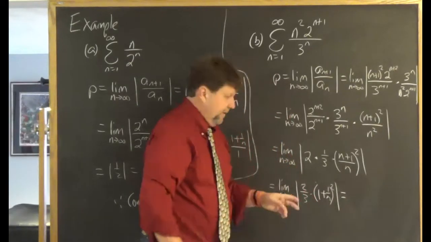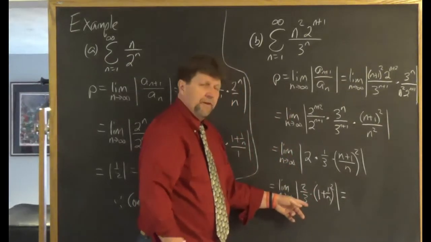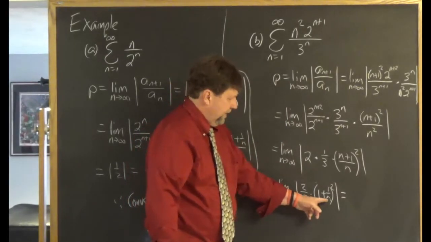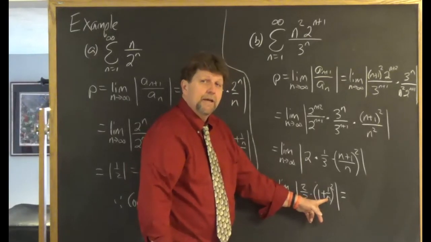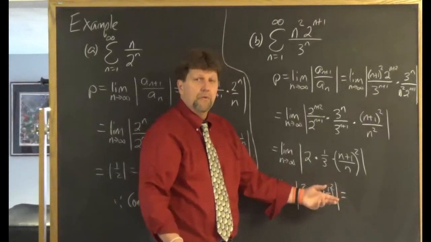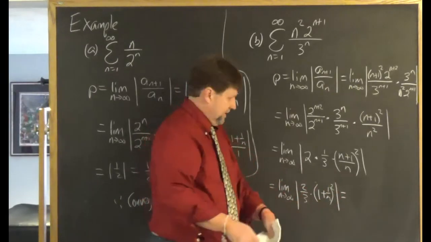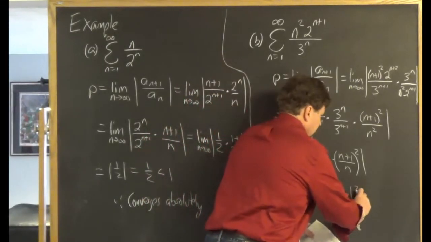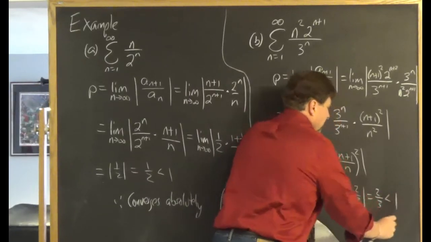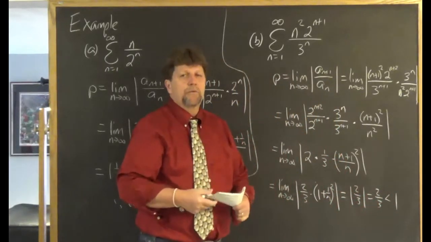So folks, as the limit as n goes to infinity of 2/3, we know that's 2/3. We know the limit as n goes to infinity of 1 over n is 0. 1 plus 0 is 1. 1 squared is 1. So we have this limit to be absolute value of 2/3, which is 2/3, which is most definitely less than 1.